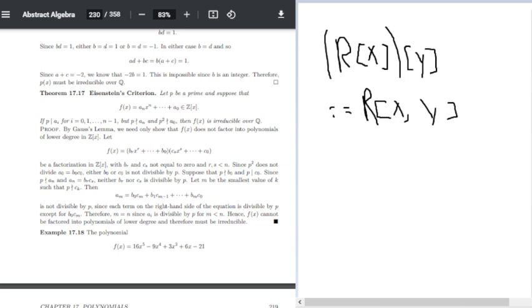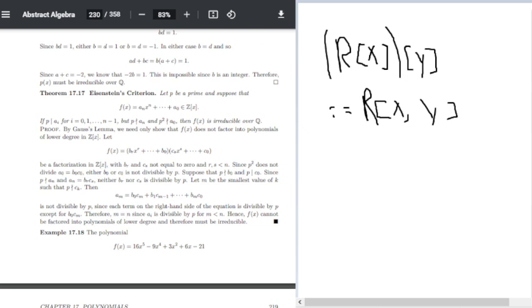Let m be the smallest value of k such that p does not divide c sub k. Then a sub m is equal to b naught c m plus b1 c m minus 1 plus on and on plus b m c naught, which is not divisible by p, since each term on the right hand side of the equation is divisible by p except for b naught c m. Therefore, m equals n since a sub i is divisible by p for m less than n. Hence, f of x cannot be factored into polynomials of lower degree, and therefore must be irreducible.